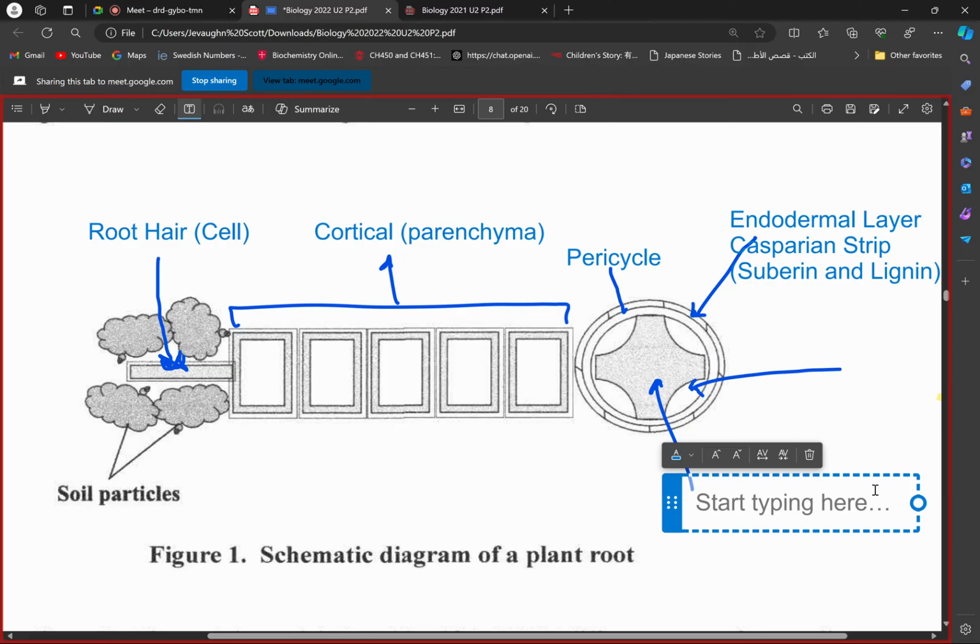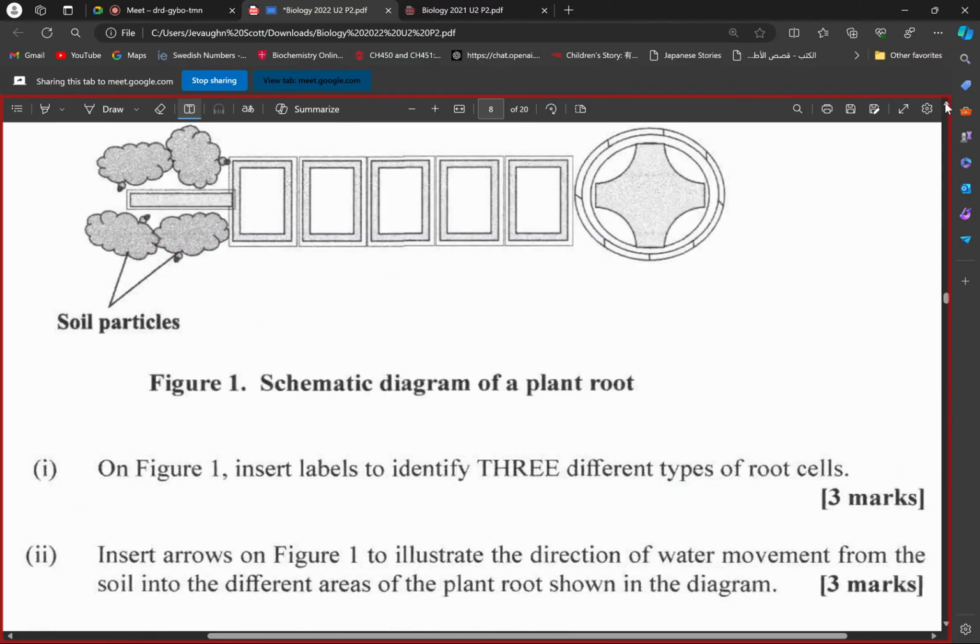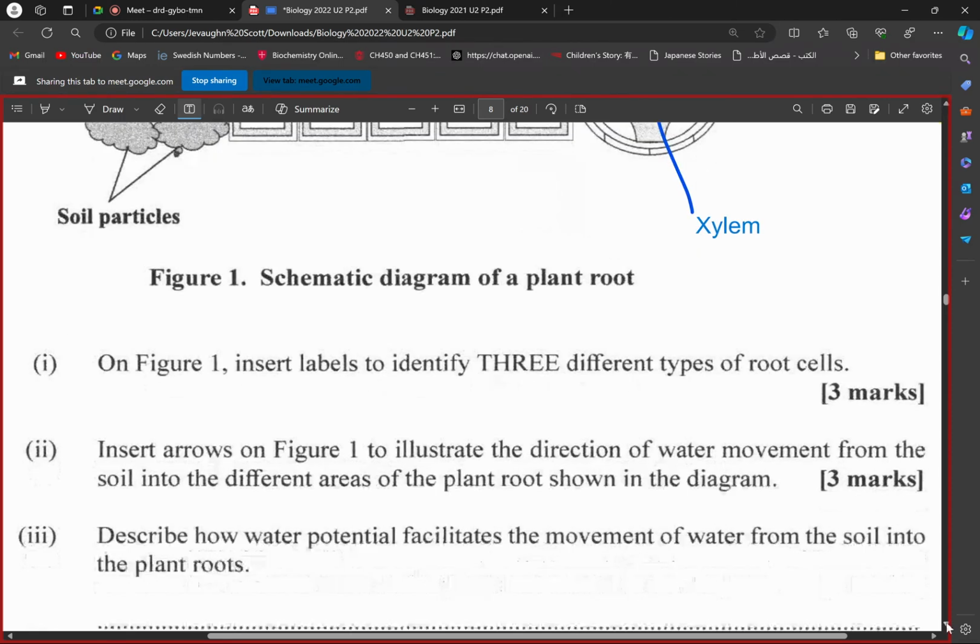Describe how water potential facilitates. No, never mind. Illustrate the direction of water movement. What would be the direction? Illustrate the direction of water movement from the soil into the different areas of the plant shown in the diagram. You sure that's 3 marks? Like, are you sure that's 3 marks? Sir, maybe. I don't know. Probably you're supposed to do this.